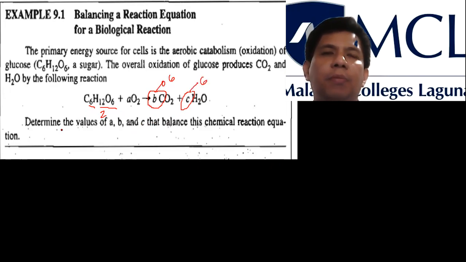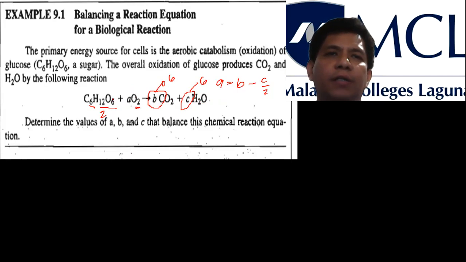Then, if you still remember your general chemistry, in order to find A, basically A is equal to B plus C divided by 2, because you only have one oxygen in water, and you have O2 over here, so you should divide this by 2. So A is equal to B plus C divided by 2. But you have some oxygen in C6H12O6, so you need to subtract that oxygen in the formula. So minus 6, and you need to divide this also by 2 to make the O2.